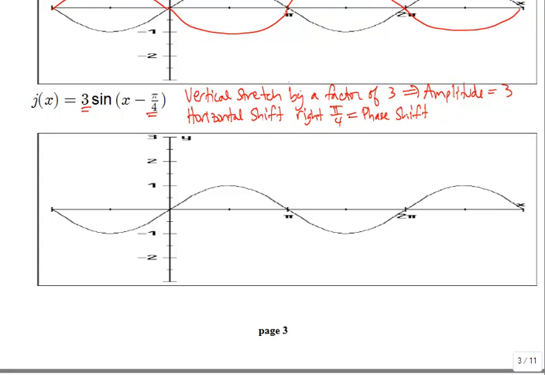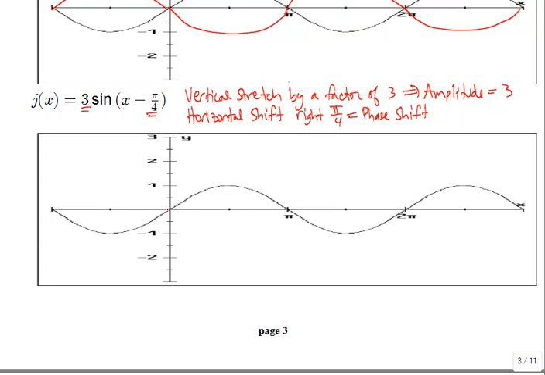Now my period, you want to always keep that in the back of your mind because that's very, very important whenever you're graphing trig functions, is what the period is supposed to be. Because there was no b in front of this x, my period is still 2 pi, and that's important to keep remembering, because when I go to graph this, I want to first figure out where my graph should start.